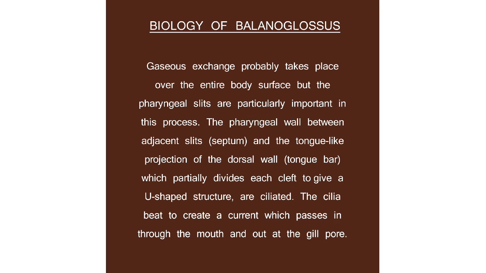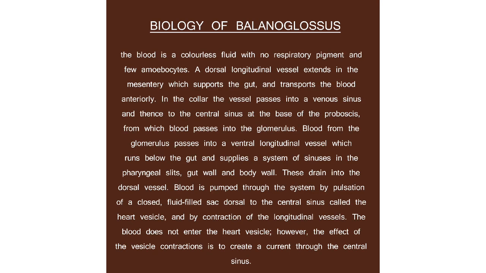Now, how about their circulation? Blood is colorless. You understand? They have no respiratory pigment in the blood, and that is the reason why they use water current for feeding as well as for respiration. But they have few amoebocytes. And when you say amoebocytes, what are amoebocytes? Amoebocyte means wandering cell.